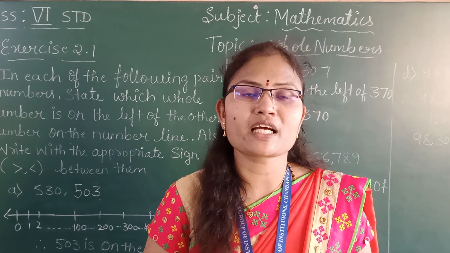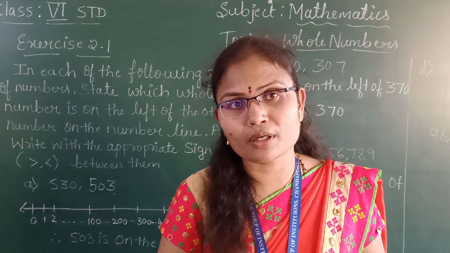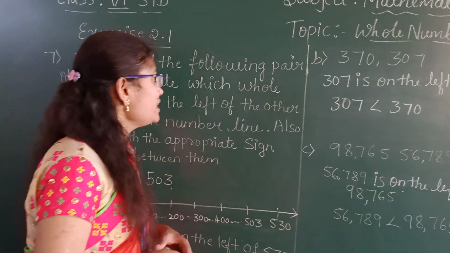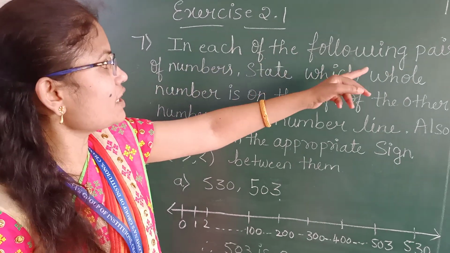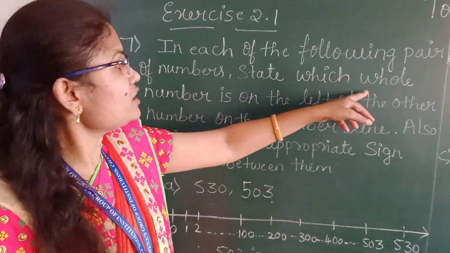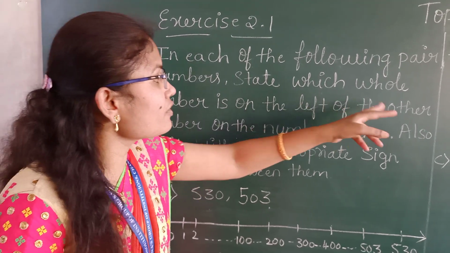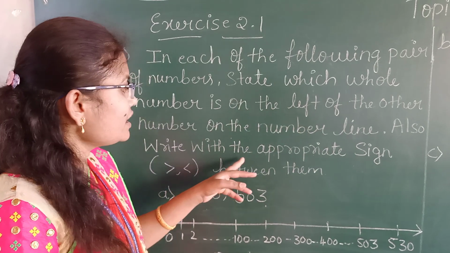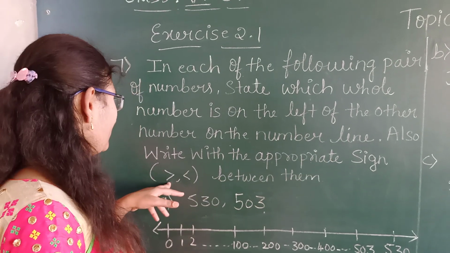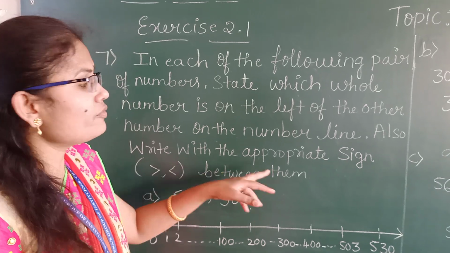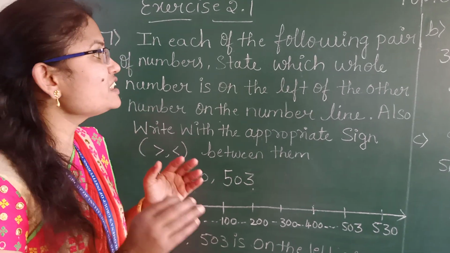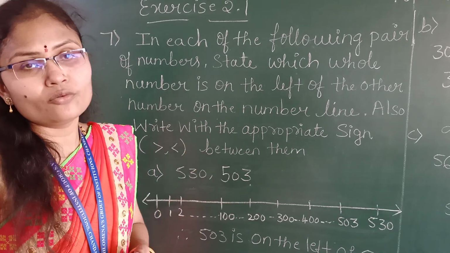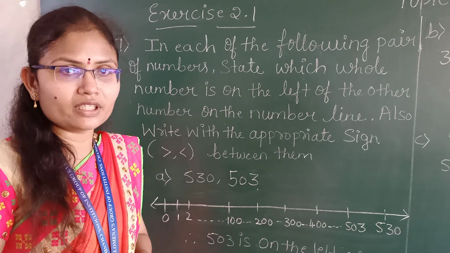I hope everybody is practicing exercise 2.1 up to the 6th problem. Next, let me continue with the 7th problem. You can see here, they have given, in each of the following pair of numbers, state which whole number is on the left of the other number on the number line. Also write with the appropriate sign, greater than or lesser than, between them. We have to find out which is the left of the other number on the number line, and also put the appropriate sign between the numbers.